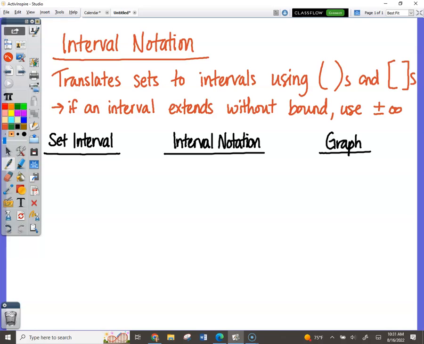And then it says, if you are discussing an interval that has no bound, you use either positive or negative infinity.